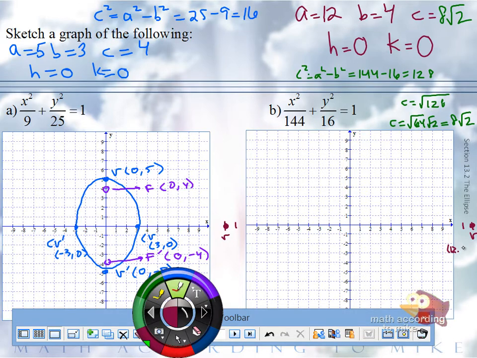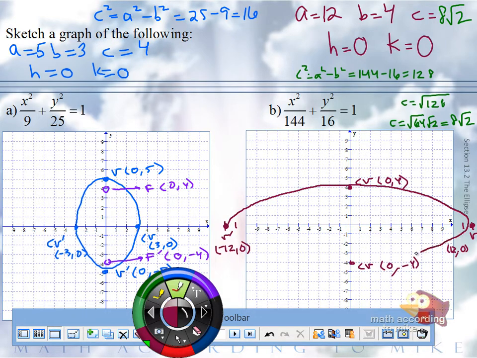12, 0. Negative 12, 0. And we'll go up and down how many units for the co-vertices? Good. Once you have your vertices and your co-vertices, you can graph your ellipse. Oh, I'll make that point bigger. And now the fun begins.